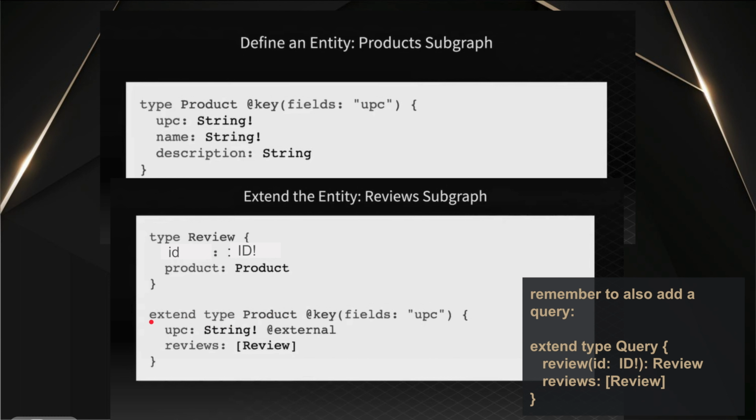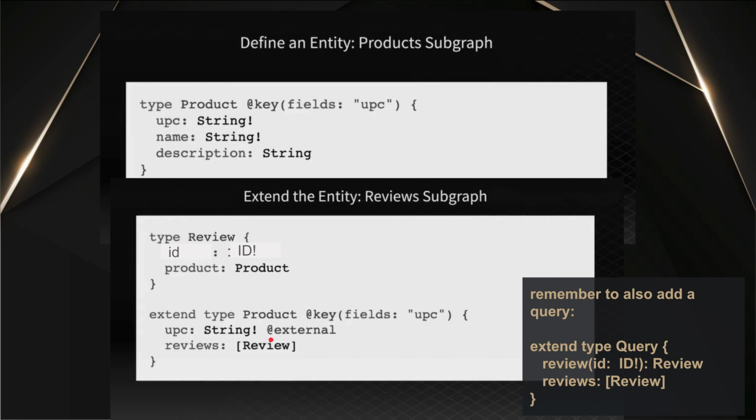But yeah, in this case, we're extending the product, and we note the key. So this has to match this. Next, we have to specify all of the fields that are used in the key. So in this case, we have UPC that's used as a field in the key. So we have to put the UPC field over here.